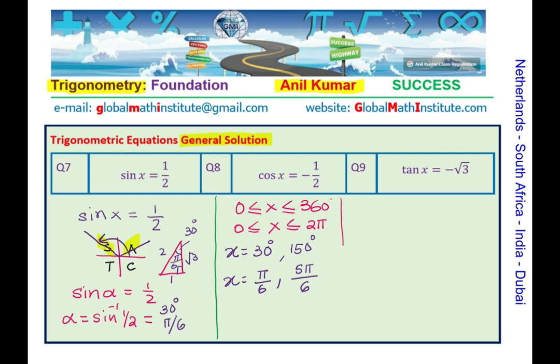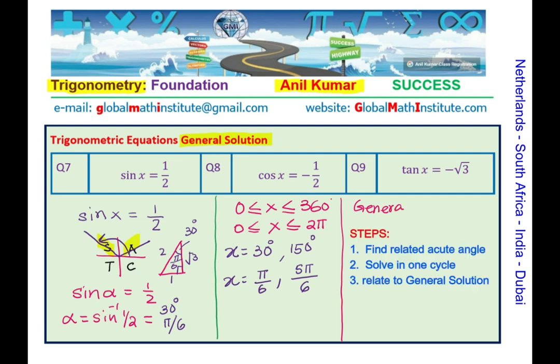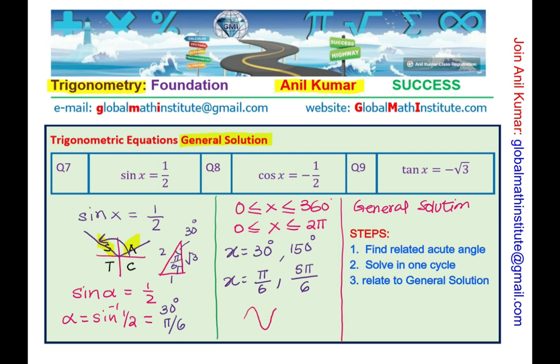The last step is how do we write this as a general solution, right? That is what we are looking into. I'm taking this opportunity to walk you through all these steps so that things are absolutely clear. So, the first step was to find the related acute angle, then all possible solutions within the standard domain of 0 to 360 or 0 to 2 pi, and then to generalize it, we know the sine waves are periodic, right? So, that is the sine wave, correct?